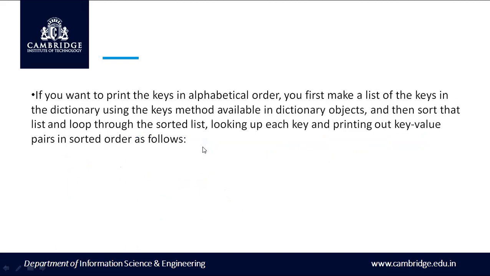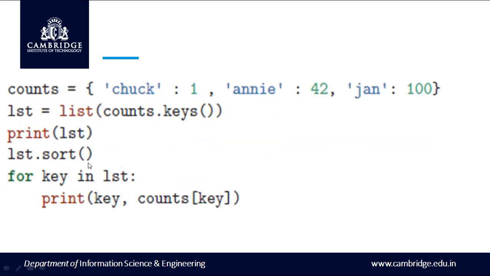So if you want to print the keys in alphabetical order, you have to first make a list of the keys in the dictionary using the keys method available in dictionary objects, then sort the list and loop through the sorted list. So here you can see, if we want to print according to the alphabetical order, you can see these key value pairs are not in alphabetical order.